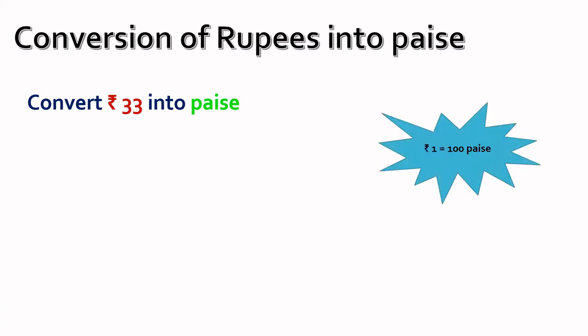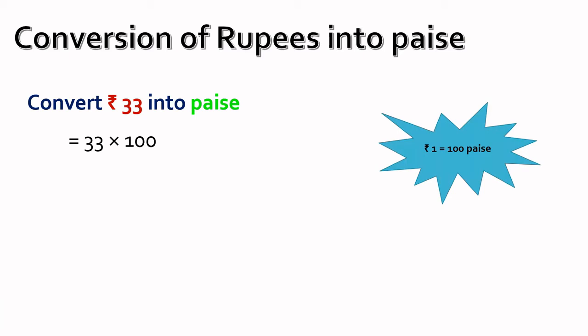Conversion of rupees into paise. Let us take this example. Convert 33 rupees into paise. We know that 1 rupee is equal to 100 paise. Hence, to convert 33 rupees into paise, we have to multiply it with 100.